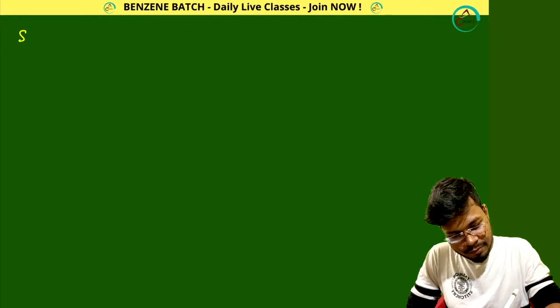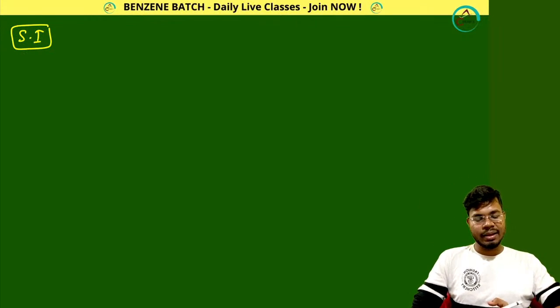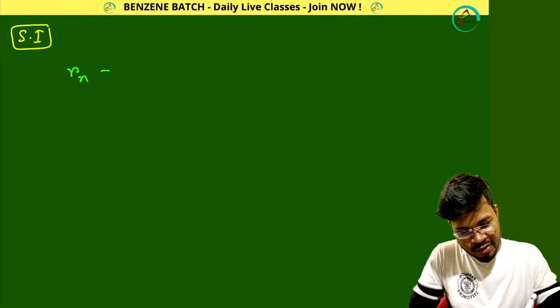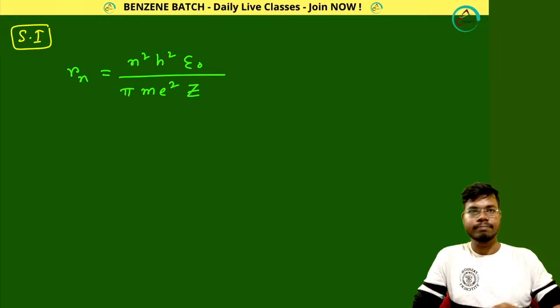SI unit. Do you know the value of the first Bohr orbit radius in SI unit? It's very simple: n squared h squared epsilon naught divided by pi m e squared Z.